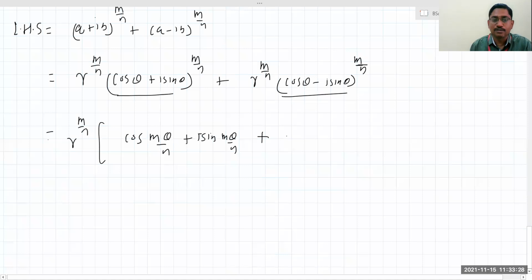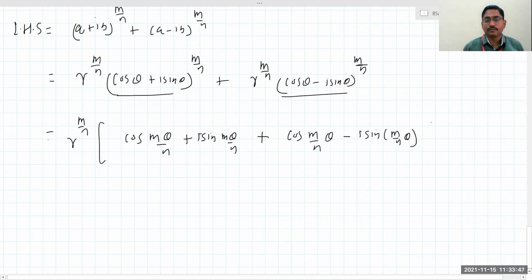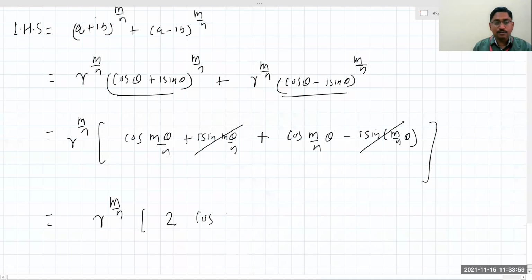So whether there is plus or minus we can apply, but the only thing is that real part and imaginary part must be cos and sin respectively, and theta must be the same. Then we can apply De Moivre's theorem. So here also I am going to apply De Moivre's theorem. Theta is multiplied by the power, that is cos m upon n theta minus i sin m upon n theta. But these two are the same, which will get cancelled. So this is r raised to m upon n times 2 cos of m upon n theta.